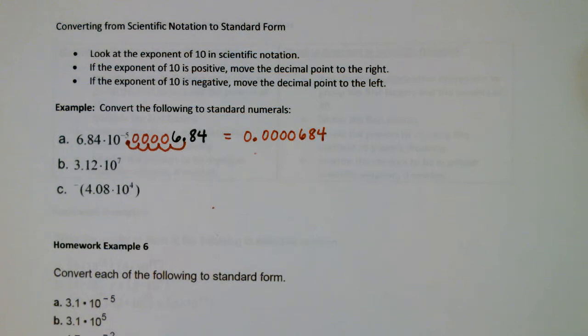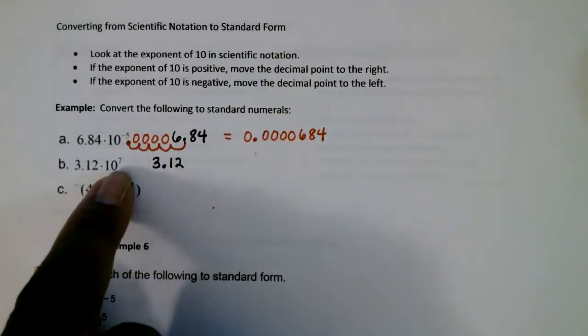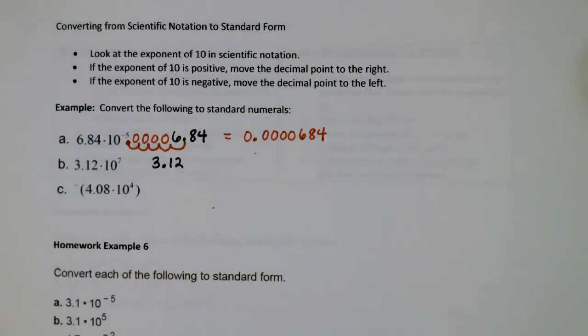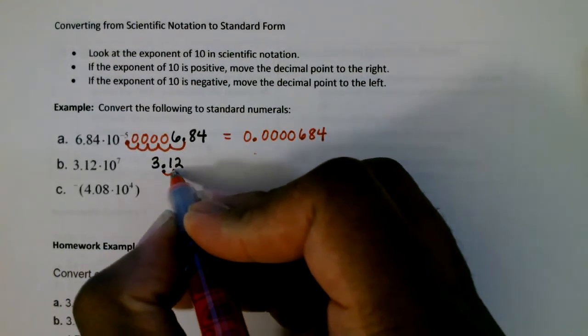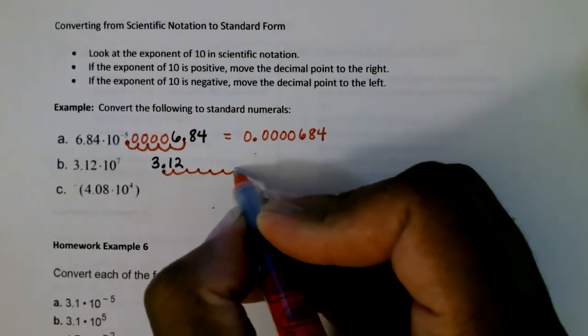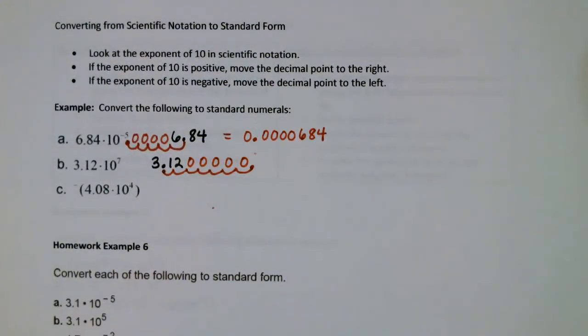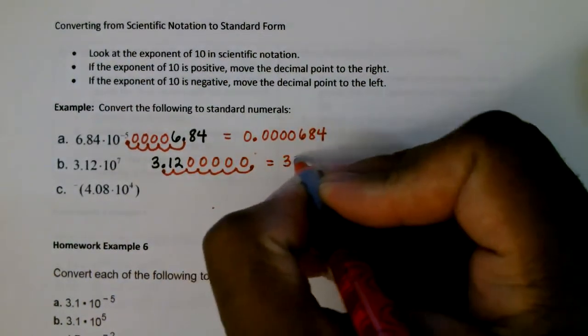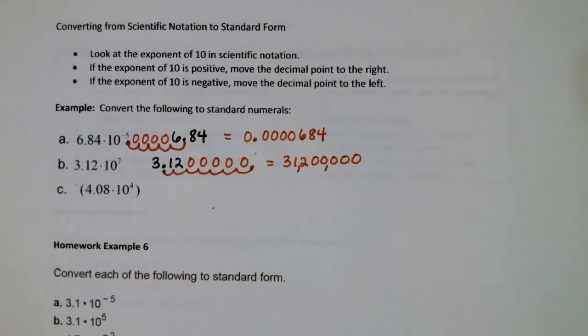Now for part B, 3.12 times 10 to the 7th power. Now my exponent for the power of 10 is 7. So that tells me I need to move the decimal point in 3.12 7 places to the right because it's a positive 7. So I'm going to move this decimal point 1, 2, 3, 4, 5, 6, 7. I need to add 5 zeros. So that means I'm going to have 312 with 5 zeros. And actually, this will be 31,200,000.